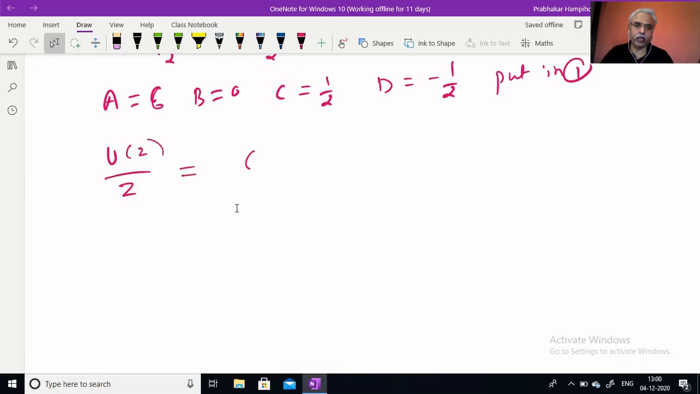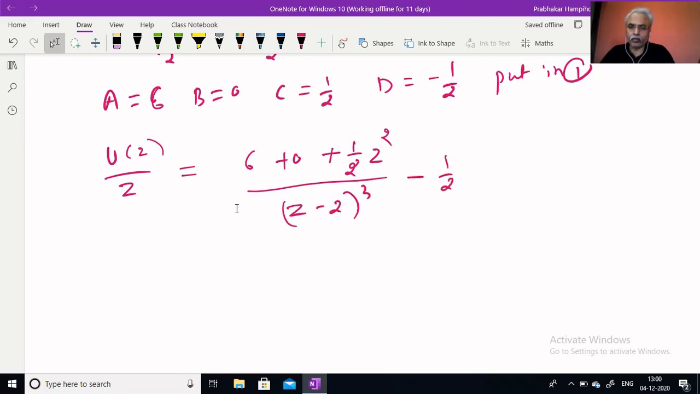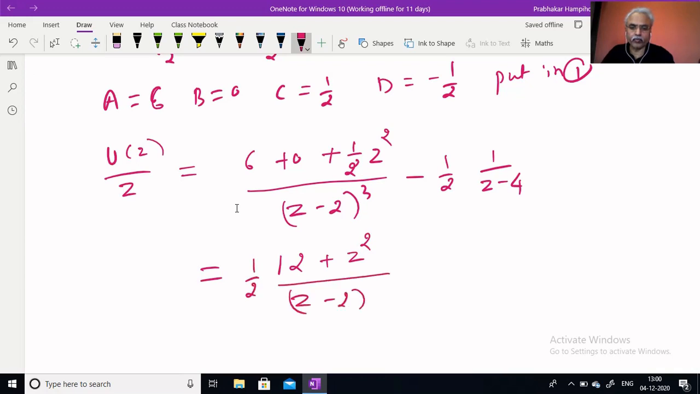Therefore 6 plus 0, c, okay, a plus bz plus cz square, half z square, whole divided by z minus 2 whole cube. D is minus half into 1 upon z minus 4. First you note down this part what you wrote. Now before we transfer z this side, let us simplify this. 12 plus z square, half I'll take outside, z minus 2 whole cube. Let us take half completely outside.